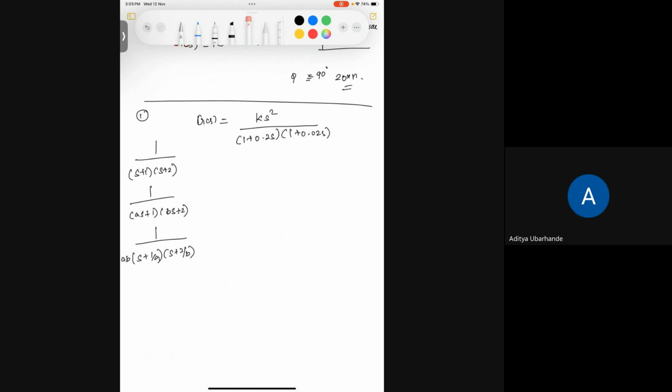It is actually s plus 5. It can be written in terms of time constant, just a different notation to represent. So what we used to do, we will just substitute s equal to j omega, and make everything in terms of j omega: j omega square, 1 plus 0.2 into j omega, 1 plus 0.02 into j omega. So first thing we have done.